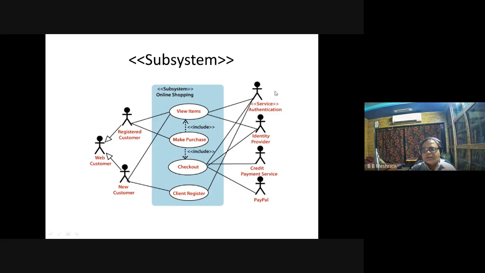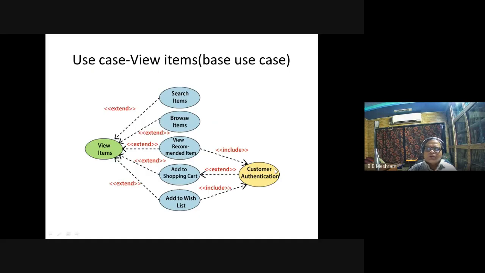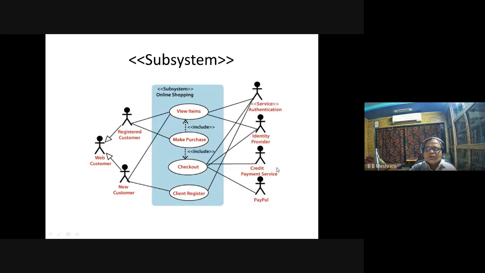And on the right hand side there are certain actors, like identity provider, which will help to execute the view item or checkout use case. Now this is an abstract use case diagram for the subsystem.